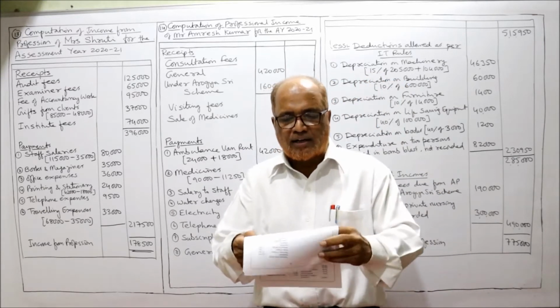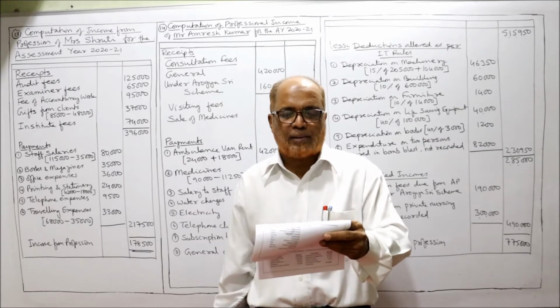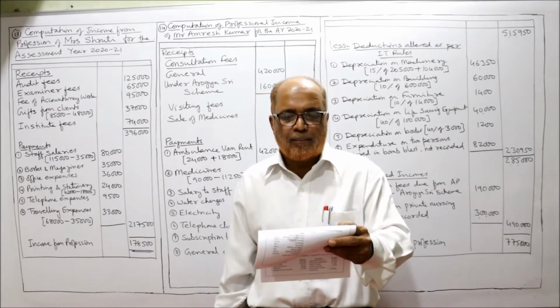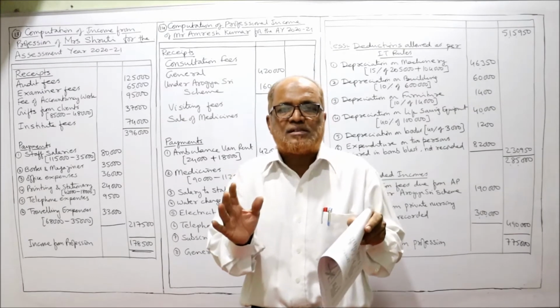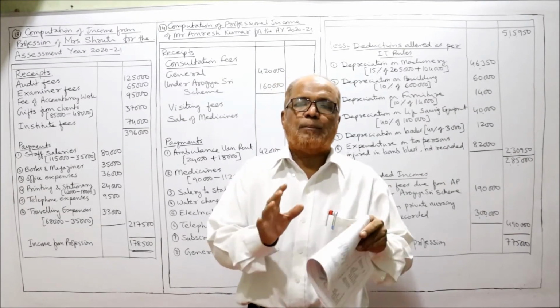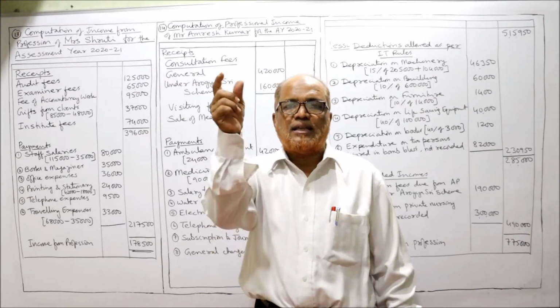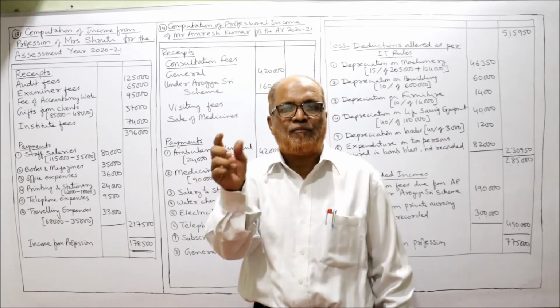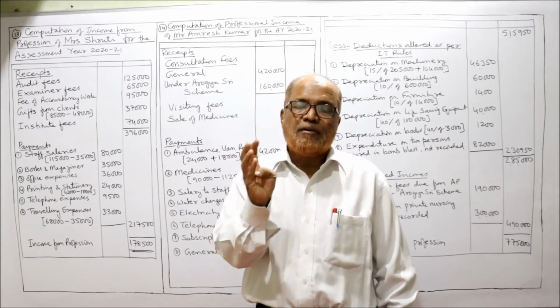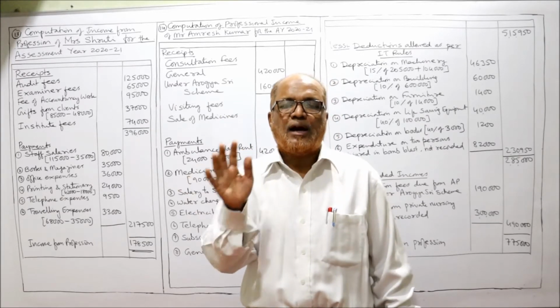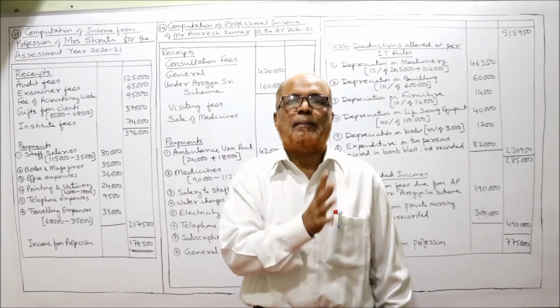Mrs. Shruti, a chartered accountant, submits the following receipts and payments account for the year ended. Compute her professional income. See, when receipts and payments account is given, how to compute income from profession? Take the revenue receipts, professional receipts. From that, deduct revenue, professional payments.